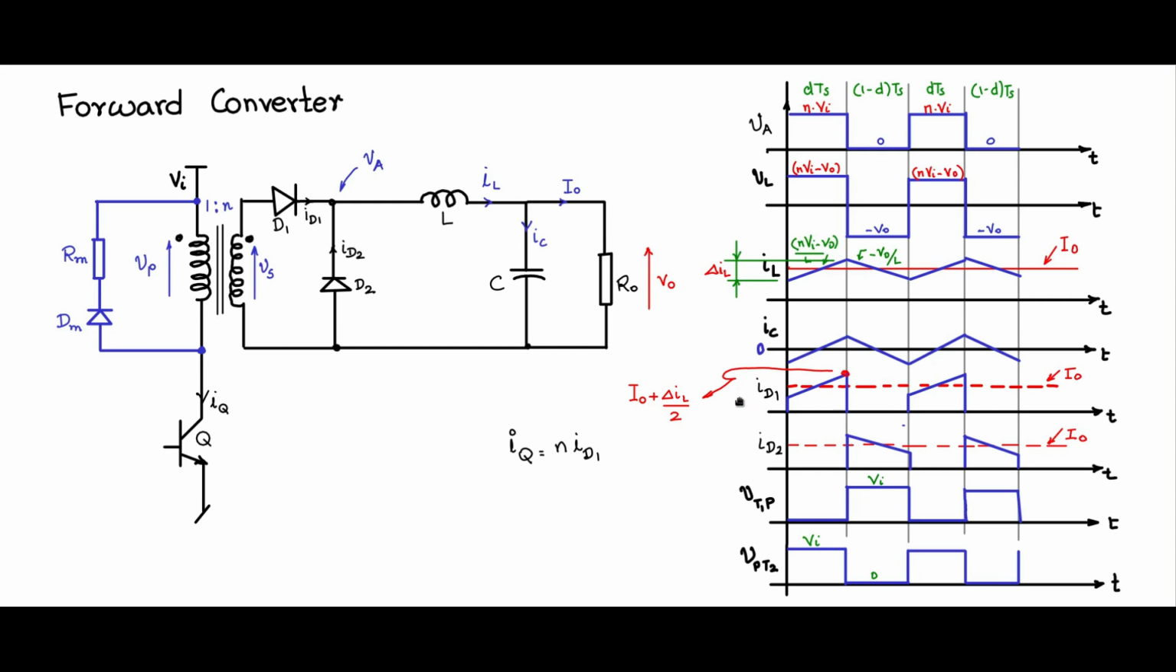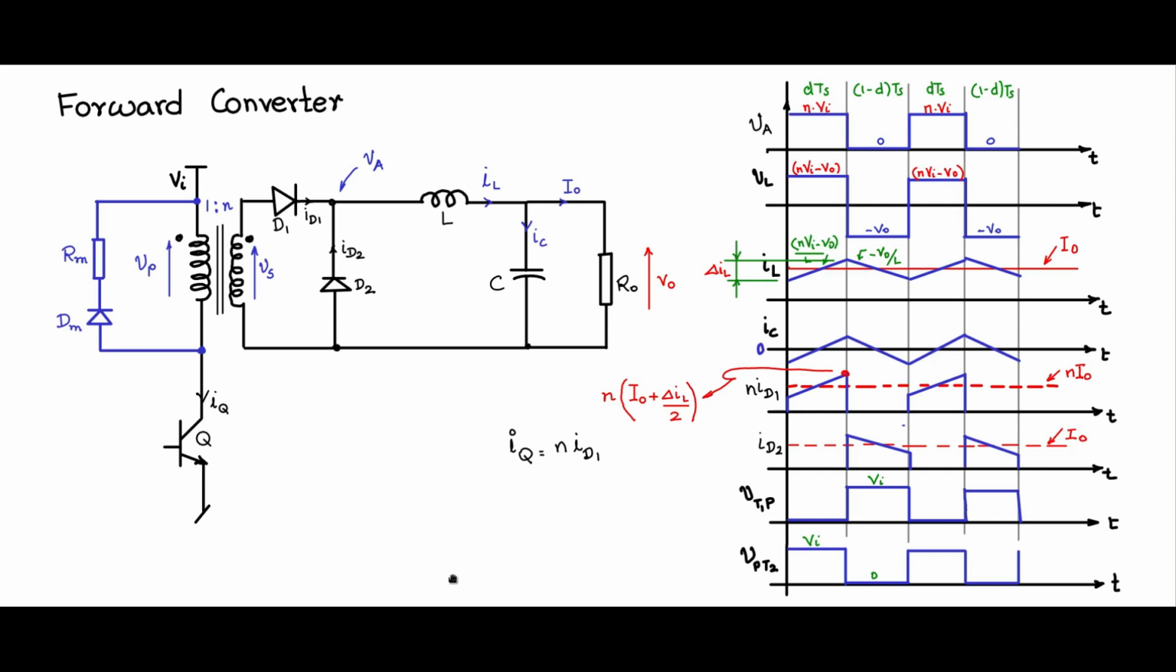We can say that. So therefore, if I change this to N times ID1, it becomes the IQ current. If I say N times ID1, all the values here will be multiplied by the scaling factor N. So let's say this becomes N, and the average value will be N times I naught. This wave shape is what you can expect to see through the BJT Q or IQ.